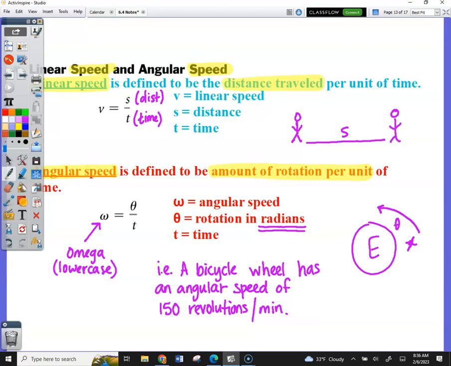Now, I showed you that to help you understand what the different parts are, what each is referring to, the difference between the two. The names are telling you that one is referring to the movement across a line. The other one is referring to some type of rotation, angular. Use the name to help you know which one you're using.